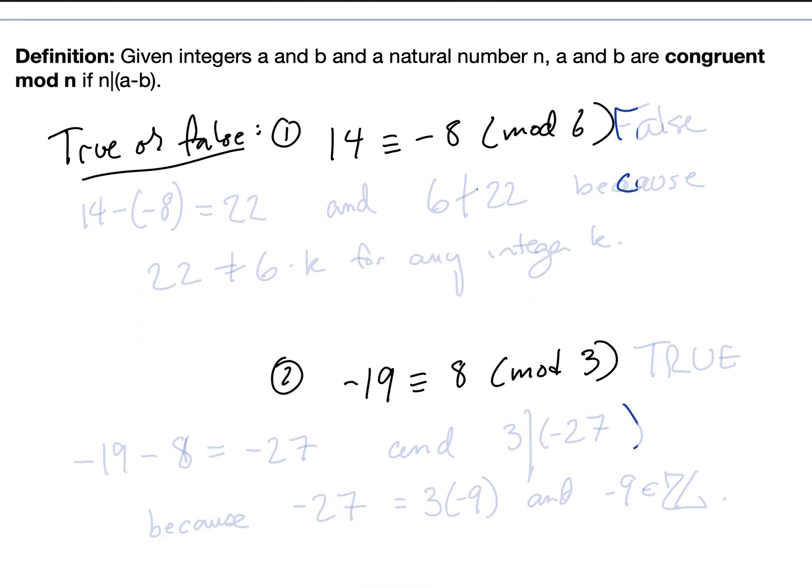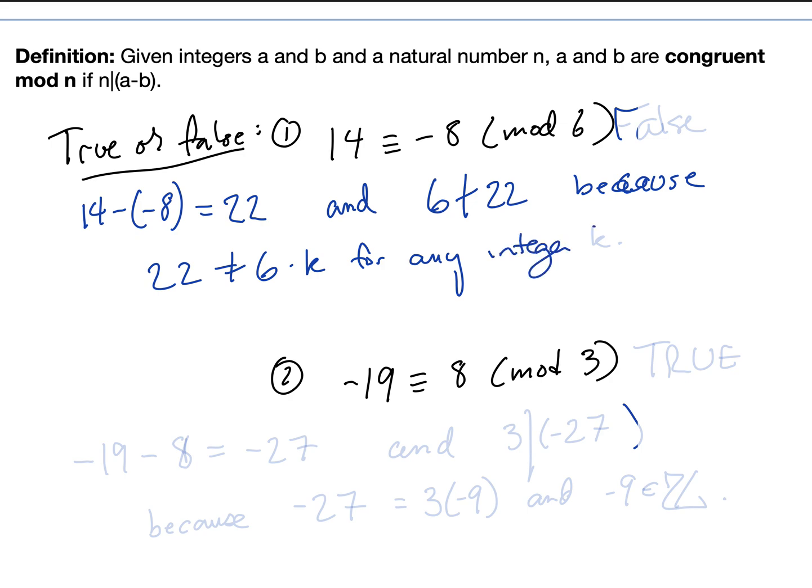Okay, let's take a look at these. We were asked to determine whether or not 14 and negative 8 were congruent mod 6, and so by the definition, we can look at 14 minus negative 8. 14 minus negative 8 is a positive 22, and then we can ask, does 6 divide 22? No, 6 does not divide 22 because 22 is not equal to 6 times k for any integer k. So we see that this is a false statement.